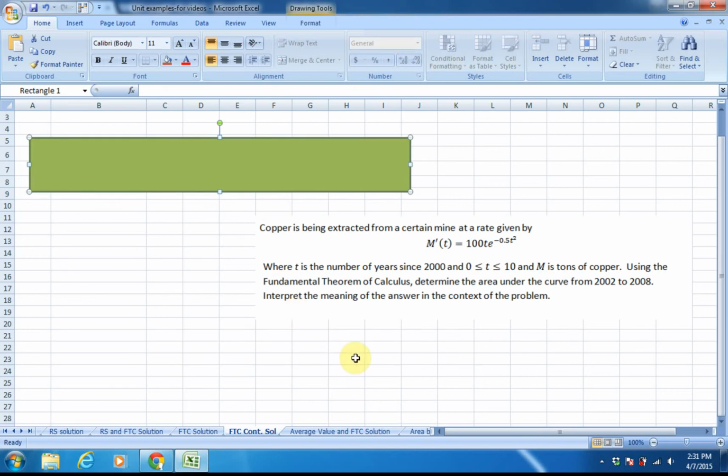Alright, this is the second video in the Fundamental Theorem of Calculus sequence that uses Excel, and you're going to pause this in just a minute, so get a pencil and paper ready.